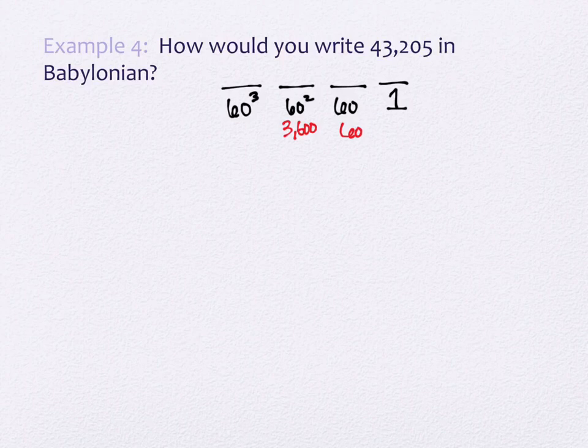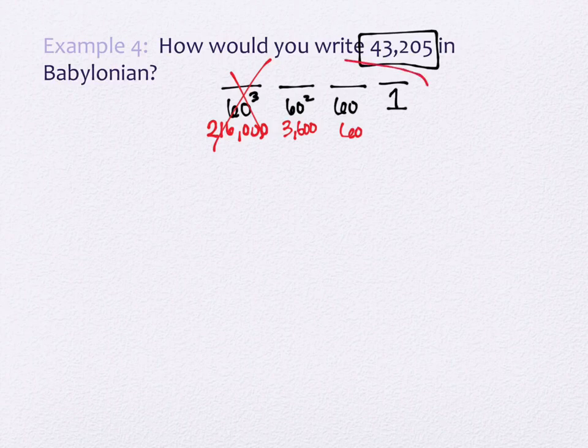How about what is 60 cubed? The answer is much bigger. It's 216,000. Okay, so taking a look at those numbers, 1, 60, 3,600, 216,000. We don't need anything that's bigger than the number that we were given. We're given the number 43,205. So what do we not need from this list? Yeah, we don't need the 60 cubed one, right? There's no need for it.